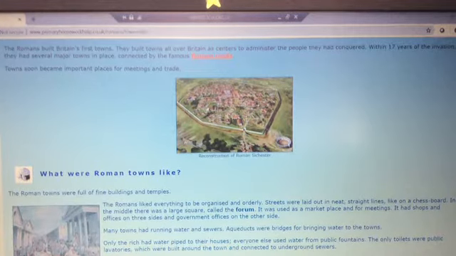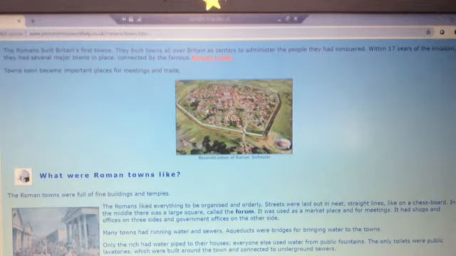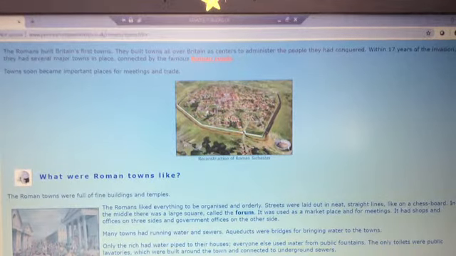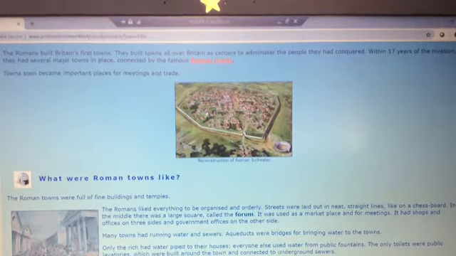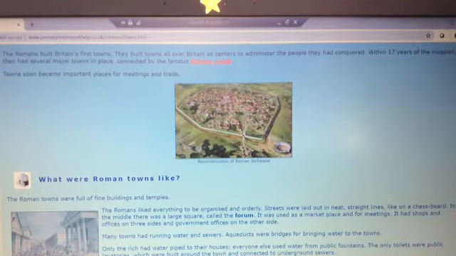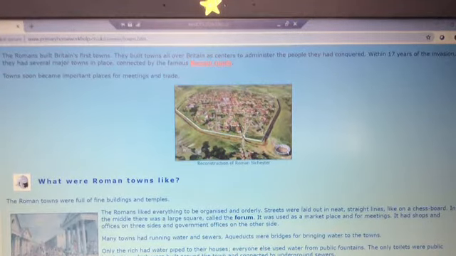Many towns also had running water and sewers. Aqueducts were bridges for bringing water into towns. Only the rich had water piped into their houses. Everyone else had to use water from public fountains. The only toilets were public lavatories, which were built around the town and connected to underground sewers.